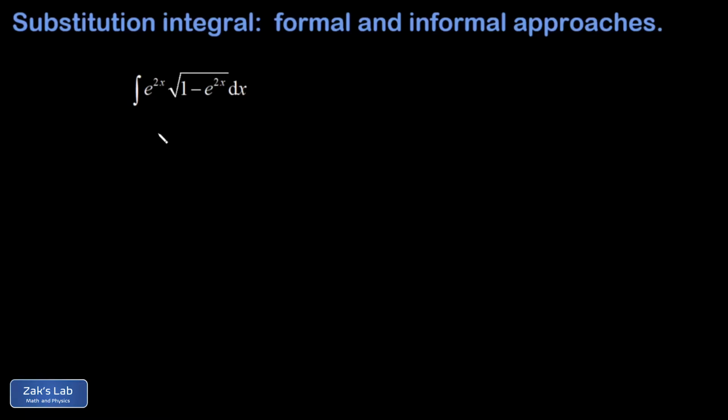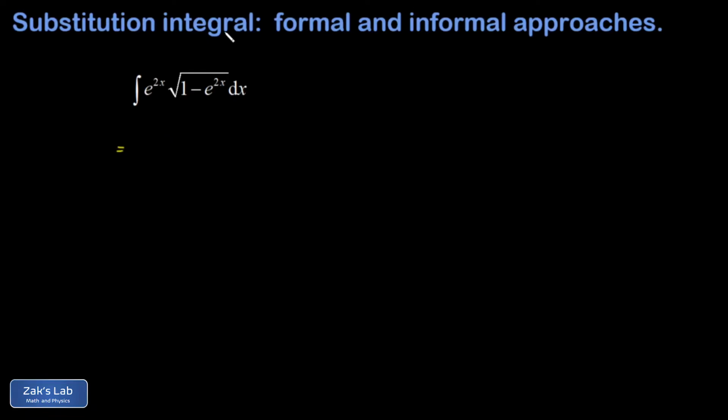In this video, we're integrating e to the 2x times the square root of 1 minus e to the 2x. And we're going to handle this first in an informal way, just recognizing how the chain rule works backwards. And then we'll verify that solution is correct by doing an explicit u-substitution.